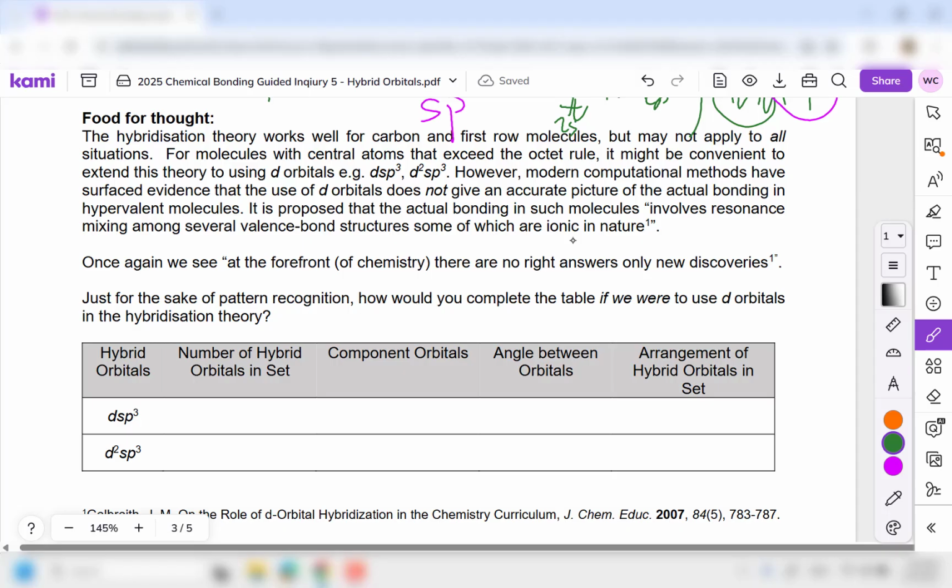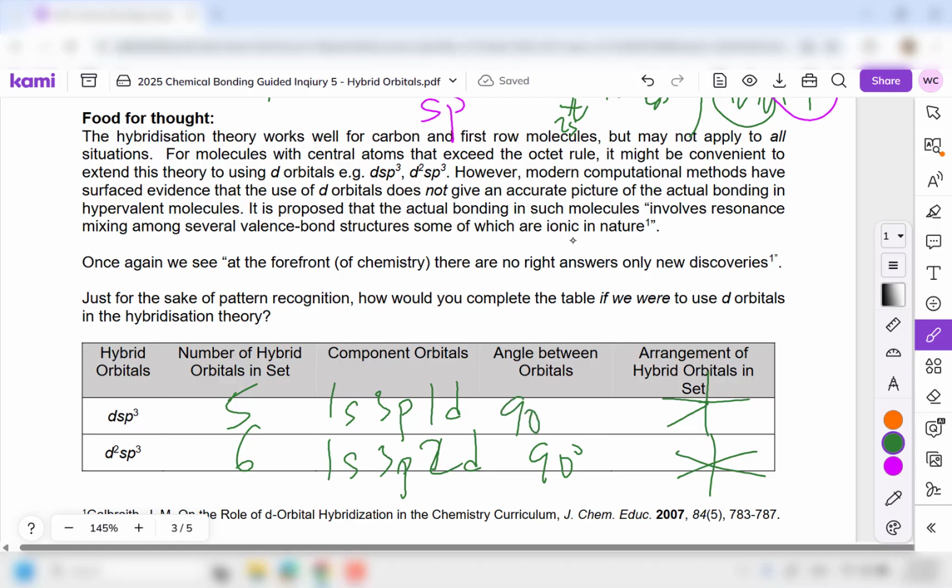So in this case, dsp3, that will be 5, right? Just count the total, and then the other will be 6. And then of course here you probably need 1 s, 3 sets of p, and 1 d, and then this is 1 s, 3 sets of p, and 2 d's, right? Okay, and of course the angles here will be all 90 degrees, because we are looking at octahedral like this. And then the other one will be trigonal bipyramidal, that will be 90 degrees for the axial, and then 120 for equatorial. I won't go too much into details because again, I'm not very keen on invoking hybridization beyond tetrahedral geometry.